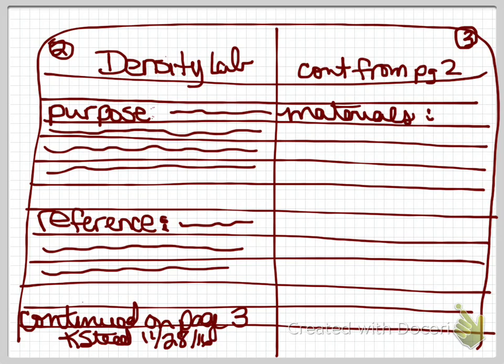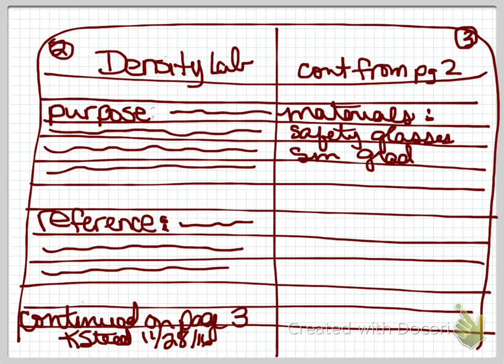Here are the actual materials that you need for this lab, and you can list them. You can either list them as a list, or you can do columns. That's completely up to you. You need safety glasses. You need your small graduated cylinder.